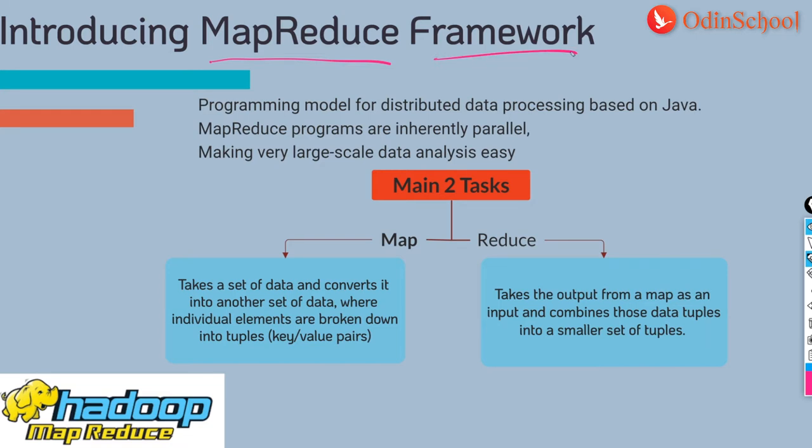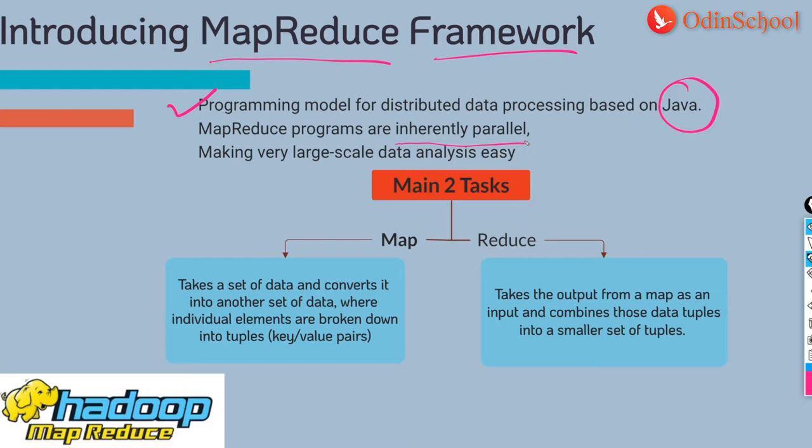The MapReduce framework is a programming model for distributed data processing, and it is completely based on the Java programming language. Basically, Hadoop can run MapReduce programs written in various languages, but the MapReduce framework itself is written in Java. MapReduce programs are inherently parallel, and that is where the advantage of distribution starts.